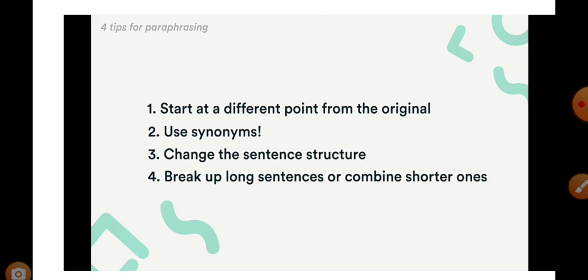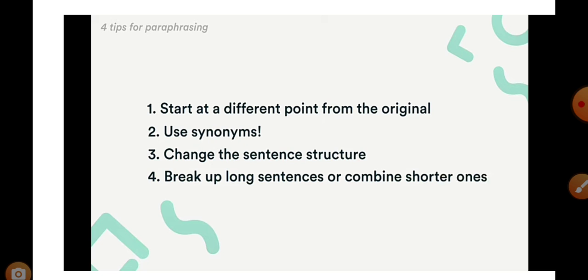The first tip is to start at a different point from the original. Whenever you have any kind of original passage, you need to start the same thing in a different way. The second tip is that you have to use synonyms. If one word is given in the original passage, then you have to put a synonym of that word in your own written text.